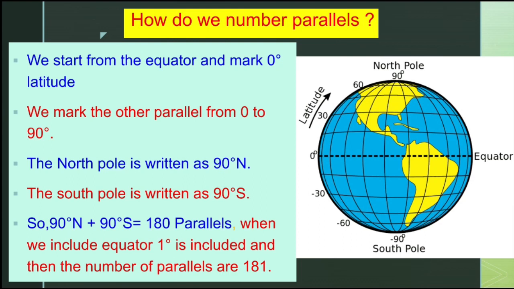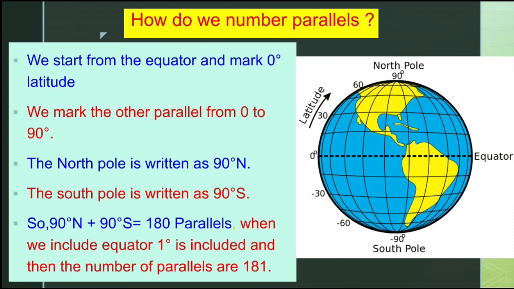We mark the other parallels from 0 to 90 degrees, in both directions. Here you can see the two poles are also there. Above is the north pole and the one below is the south pole. So here they are both also divided into 90 degrees. The first one is 90 degrees north, the upper one, and the lower one is 90 degrees south.